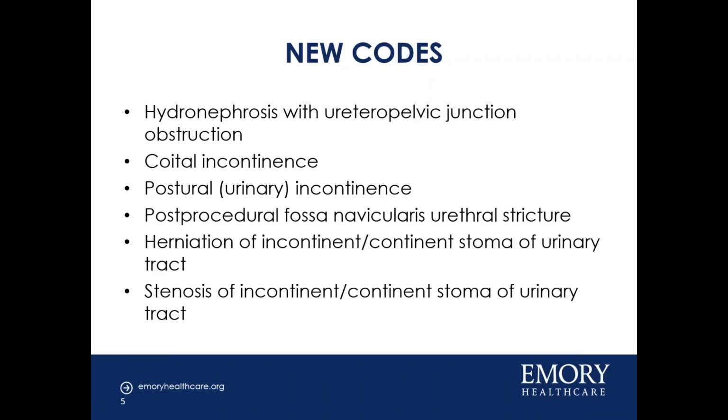New codes that have been added, these are brand new codes that we did not have before, include hydronephrosis with ureteropelvic junction obstruction, coital incontinence, post-procedural incontinence, post-procedural fossa navicularis urethral stricture, herniation of incontinent or continent stoma of the urinary tract, and then there's stenosis of the incontinent or continent stoma of the urinary tract. Those are two separate codes. And we have a lot of that where they've made codes specific to be incontinent or continent. So we'll talk about a couple more of those as we go on.